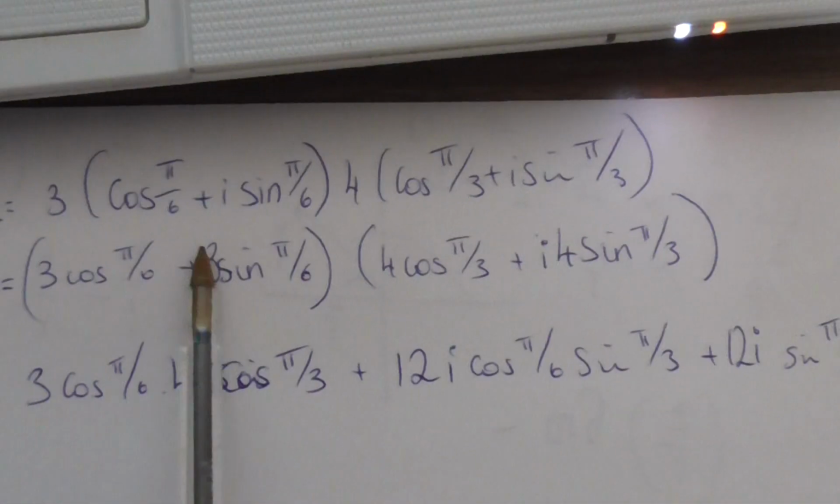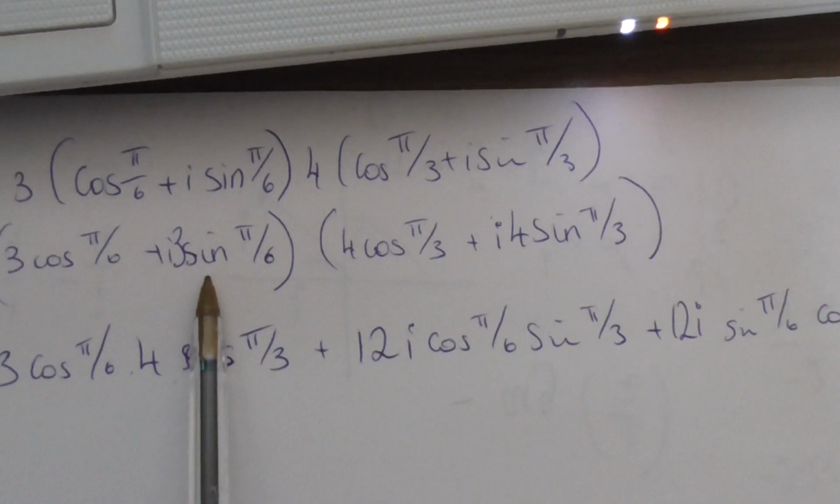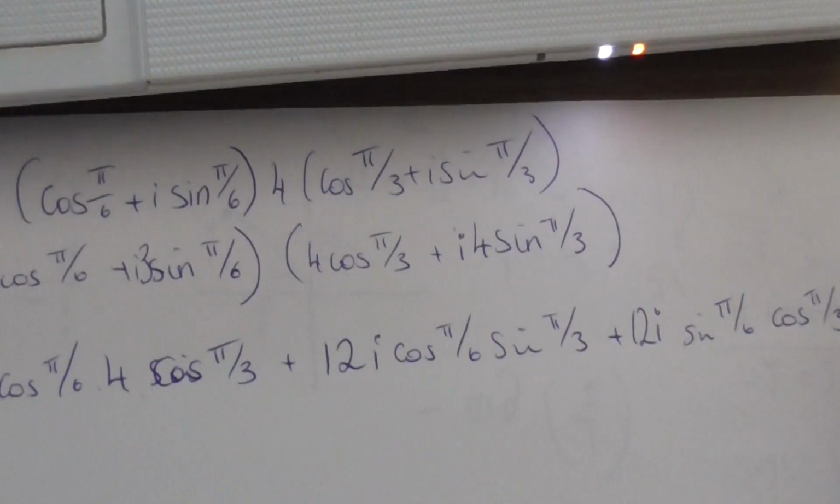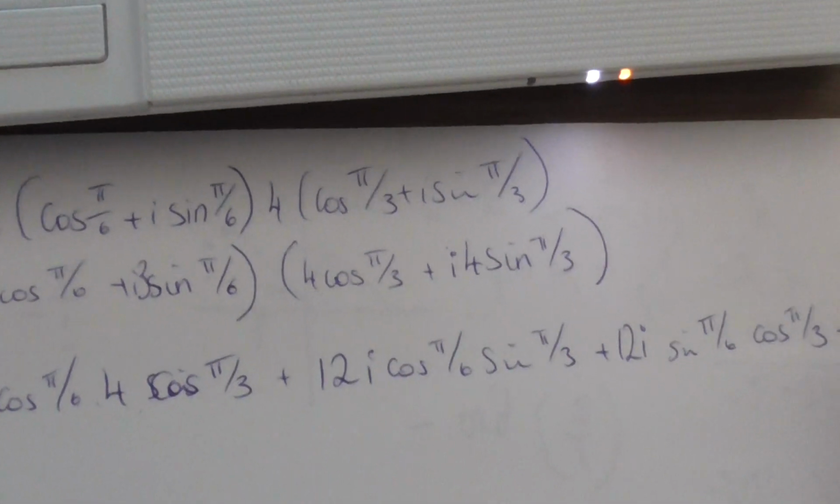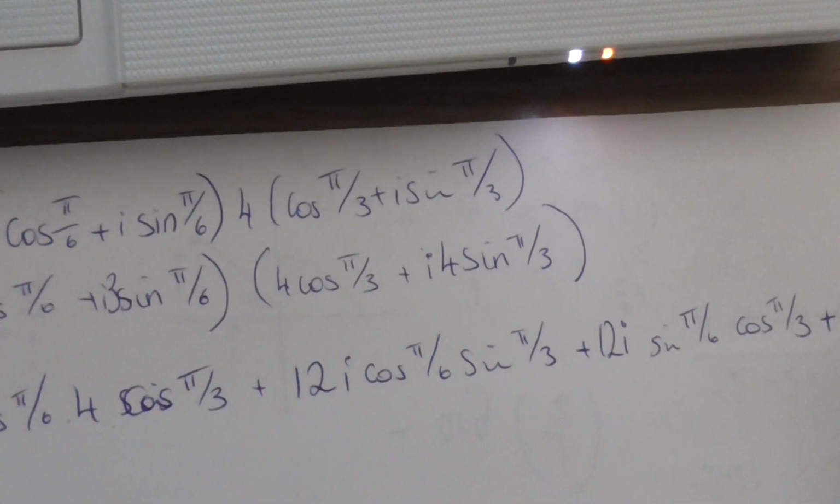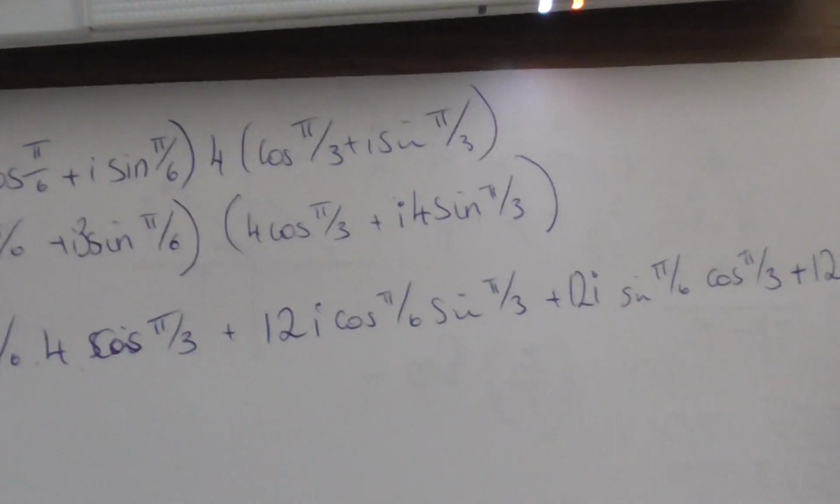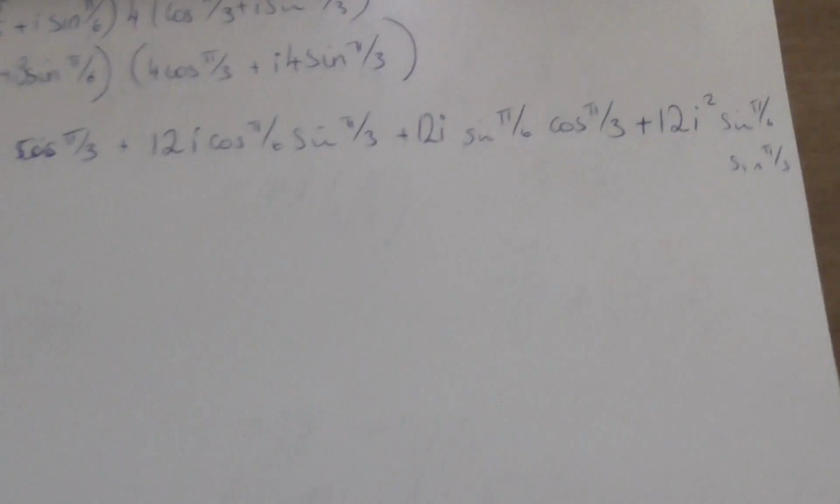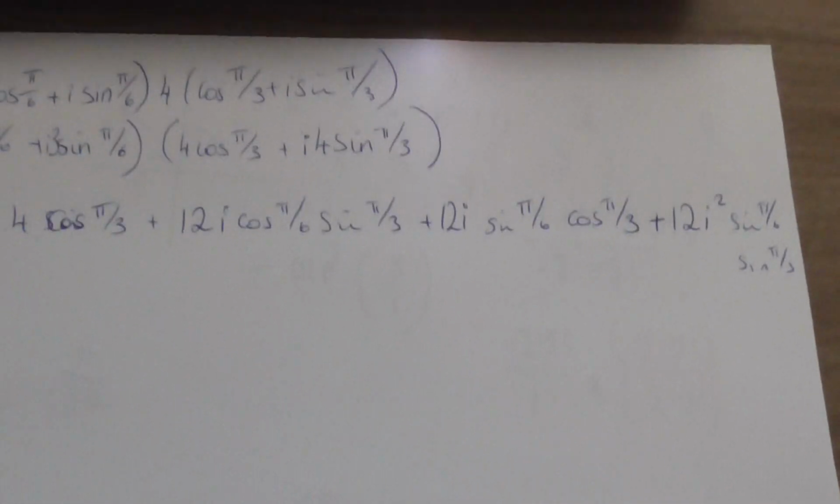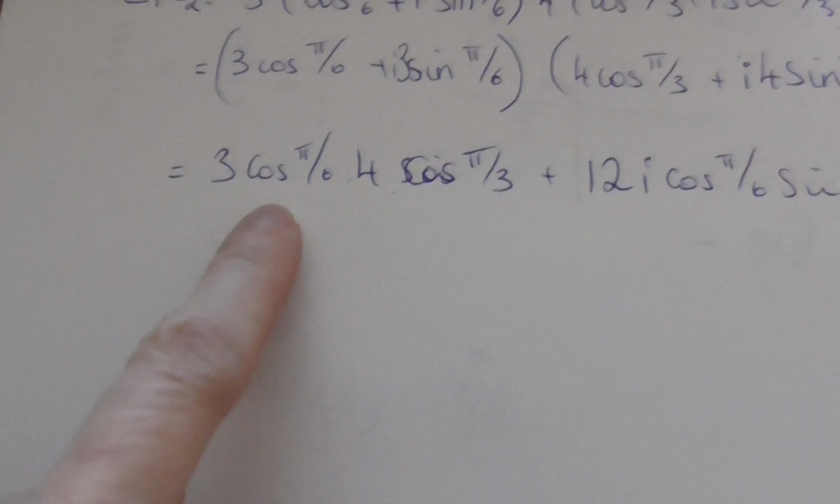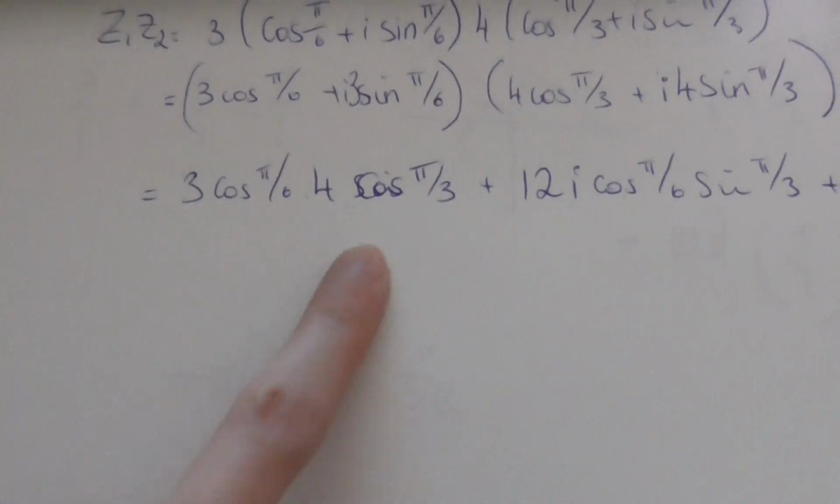And lastly, i3 sine pi over 6 multiplied by i4 sine pi over 3. Well, 4 3s are 12. Plus by plus is still a plus, that's plus 12. i by i is i squared. Sine pi over 6 sine pi over 3. Okay, now look at how cumbersome this is starting to look. Now I will get there, right? But it's going to take a lot of work. So again, if I tidy that up, that would be 12 times the cos of pi over 6 cos pi over 3.